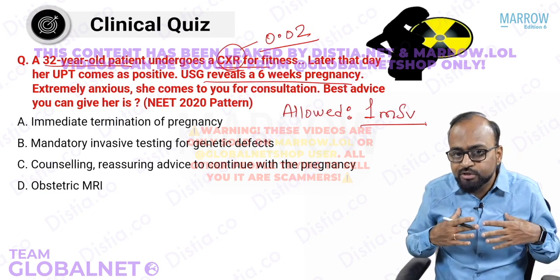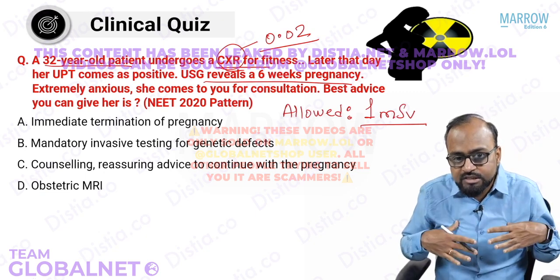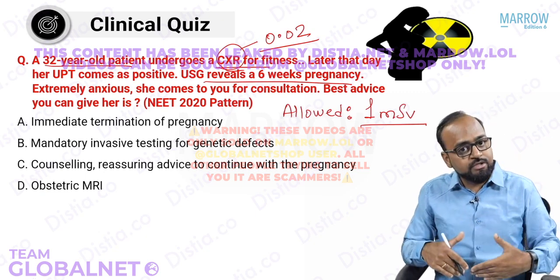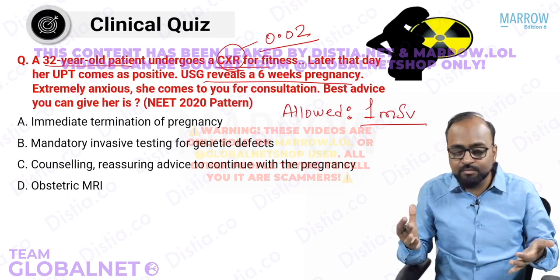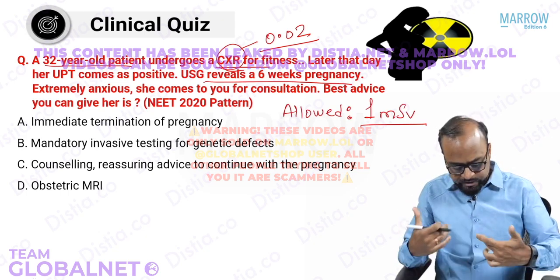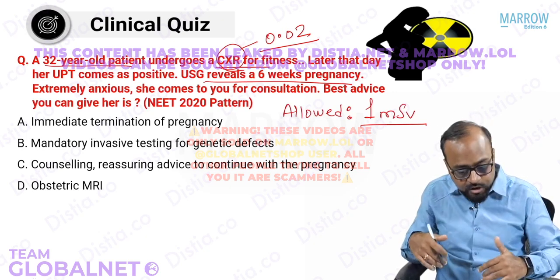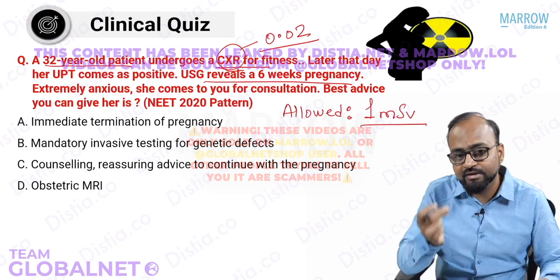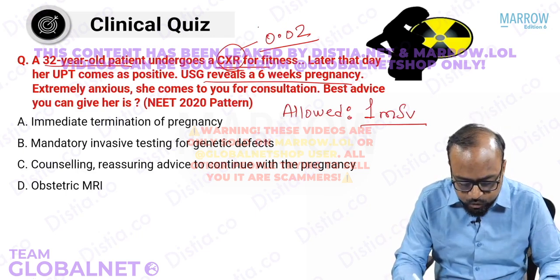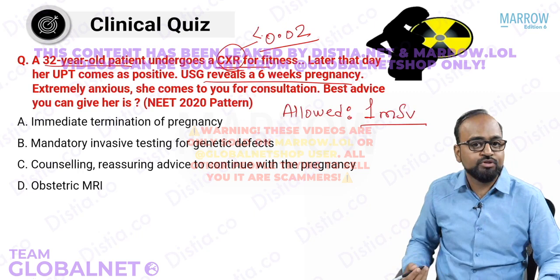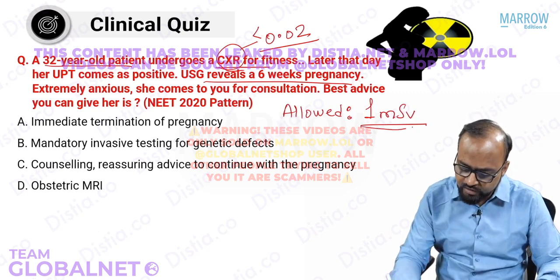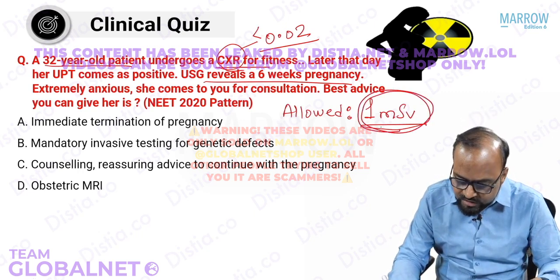And this 0.02 is happening where? It is happening to the chest. Where is the pregnancy? Pregnancy is in the pelvis. So if any X-ray beam has to reach the pelvis, it will first enter the chest, get scattered and then go into the pelvis. So for the pregnancy in the uterus, the exposure will be even less than 0.02. So it is significantly less than 1 millisievert.